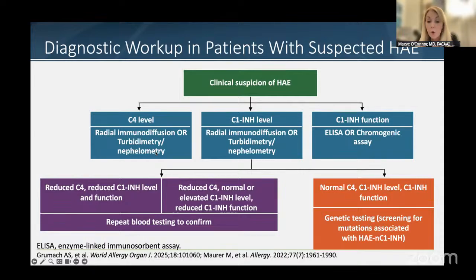If these are normal, and you still have a high index of suspicion, you would want to consider genetic testing, screening for those mutations that I reviewed that are associated with hereditary angioedema with normal C1 inhibitor. But it's very important to have a structured workup, again, for timely diagnosis and appropriate classification so patients do not have delay to proper treatment.